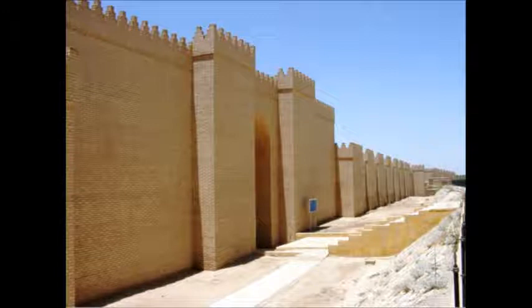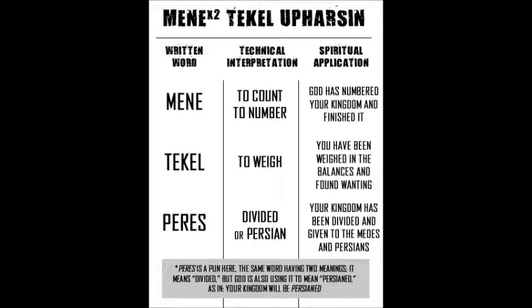Okay, in chapter 5, Daniel finally gets to what the hands had written. In verse 24, it says, "Then the fingers of the hand were sent from him, and this writing was written. And this is the inscription that was written: Mene, mene, tekel, upharsin. And this is the interpretation of each word. Mene, God has numbered your kingdom and finished it. Tekel, you have been weighed in the balances and found wanting. Peres, your kingdom has been divided and given to the Medes and the Persians."